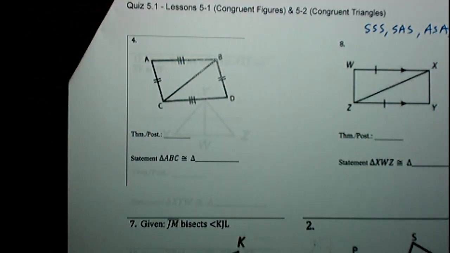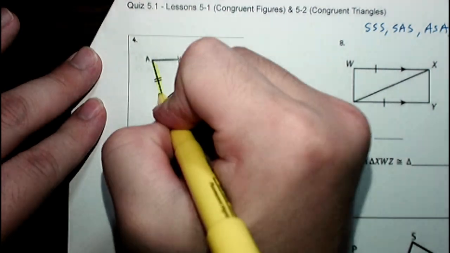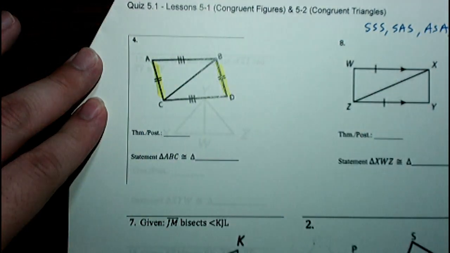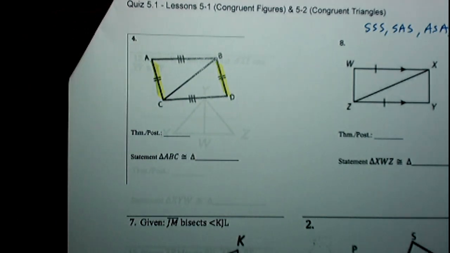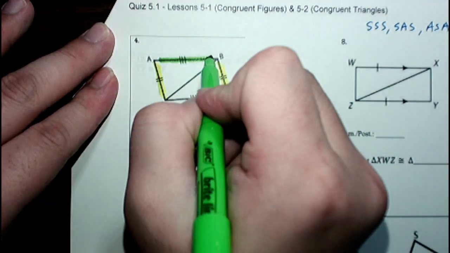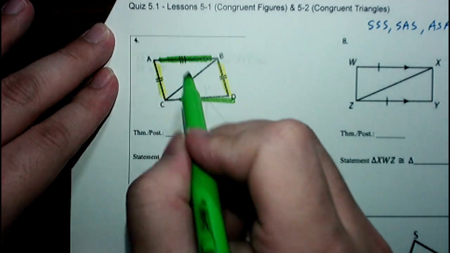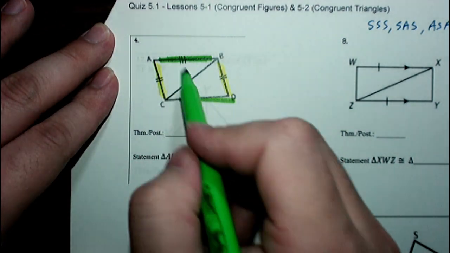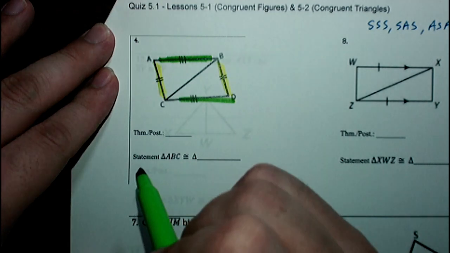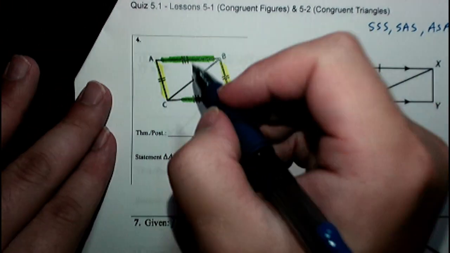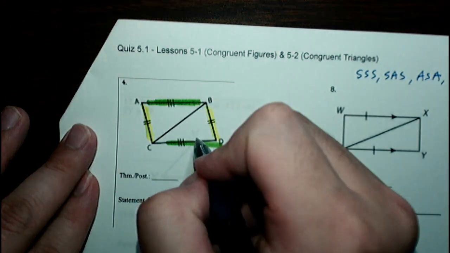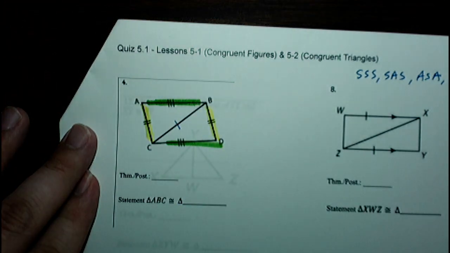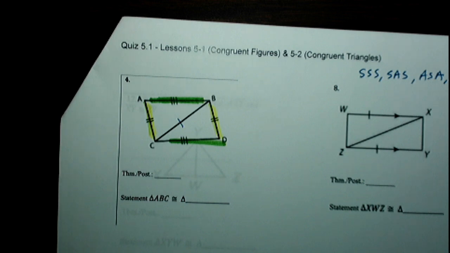I notice that these two sides here are congruent based on the number of tick marks. It has 2 here, 2 there. And I'm going to look at these two sides here because they have 3 tick marks. So these two segments or these two sides here are congruent to each other. And then lastly, because these two triangles share this same side here, this is using the reflexive property. So I can go ahead and mark or highlight that.